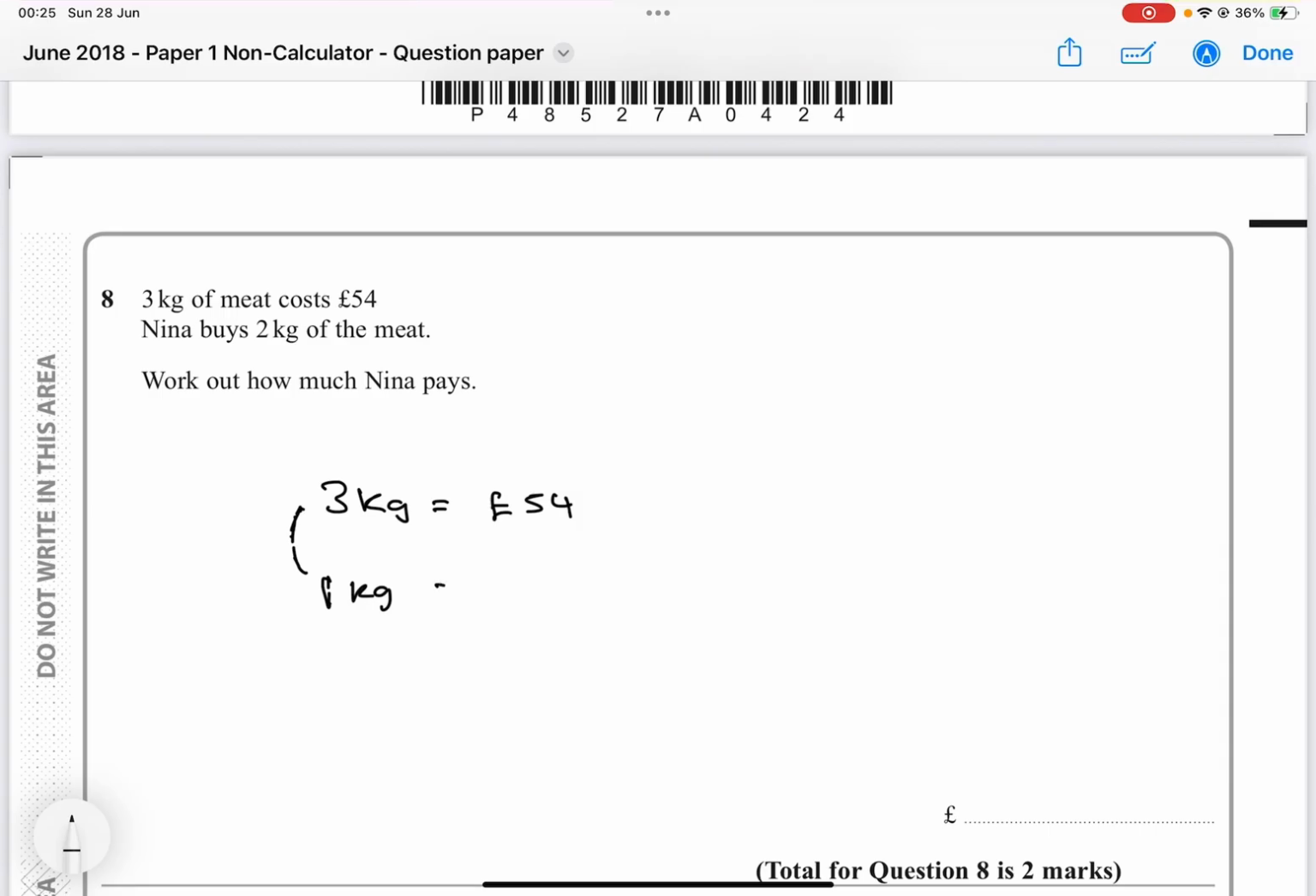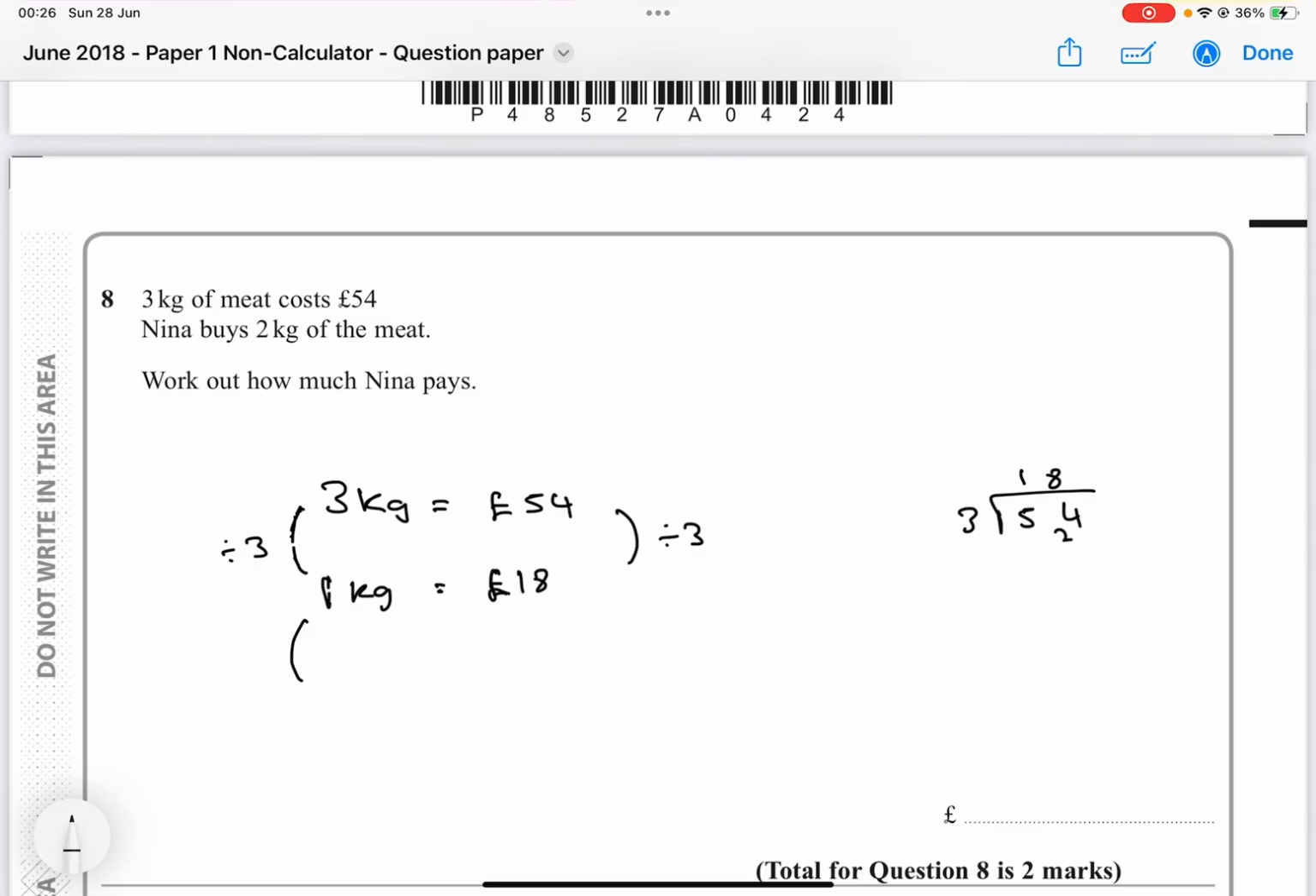1 kg. Okay, so to go from 3 to 1, we divide by 3. So we're going to divide by 3 on the other side as well. Now remember, paper 1 is a non-calculator, so I'm not going to use our calculator for this. We can use the bus stop method. So 3 on the outside and then 54 over here. 5 goes into 3 once with remainder 2. 24 goes into 3 8 times. So 18. So 1 kg of meat will cost £18.